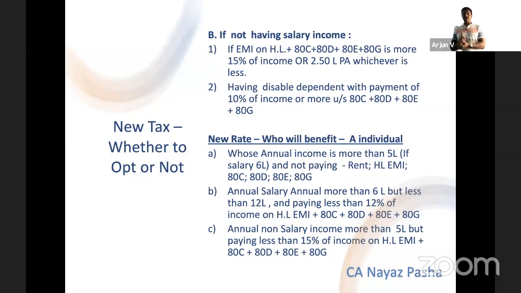If you are not a salaried employee, and your income is more than 5 lakhs, or for salaried, 6 lakhs. So up to 6 lakhs, salaried people should be in the old rate only, and others up to 5 lakhs. So if your income is more than 5 lakhs or 6 lakhs and you don't have any savings, you are a bindas person, earning money, spending money, with no habit of savings at all, then for you, the new rate is beneficial.